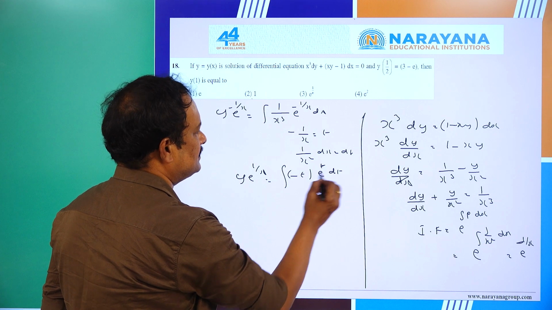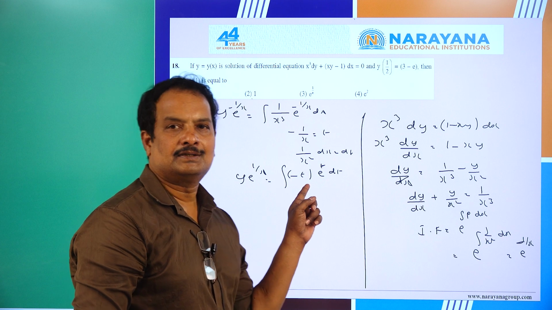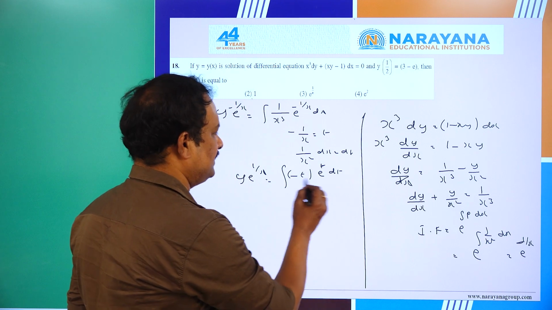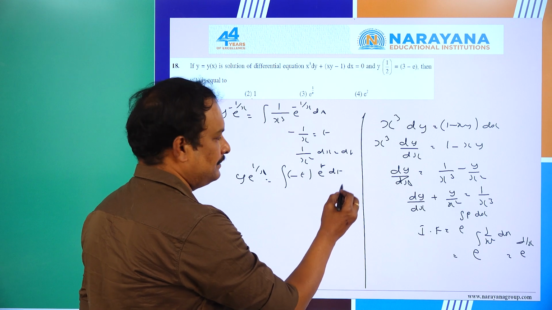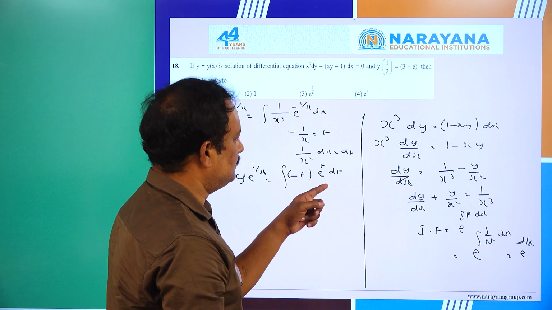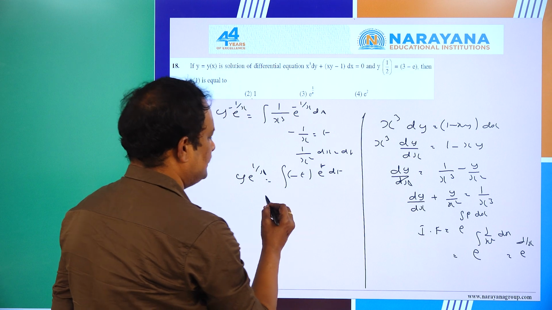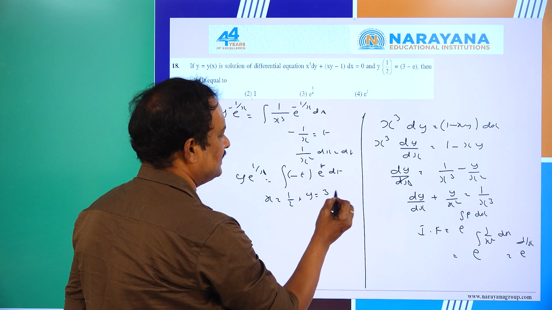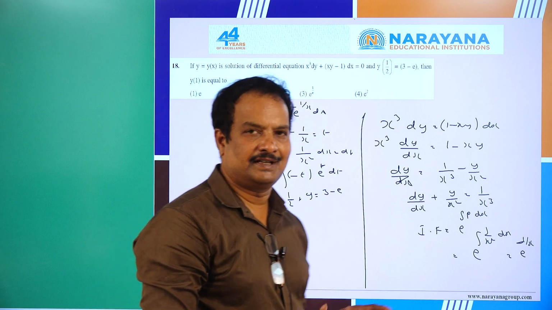This is dt. Straight away the UV rule you should apply. So t is the first function, e power t is the second function. If you simplify this, you are going to get some plus c as a constant of integration. To find out that c value, at x equal to 1 by 2, put y equal to 3 minus c. Thereby you will get the constant of integration also.